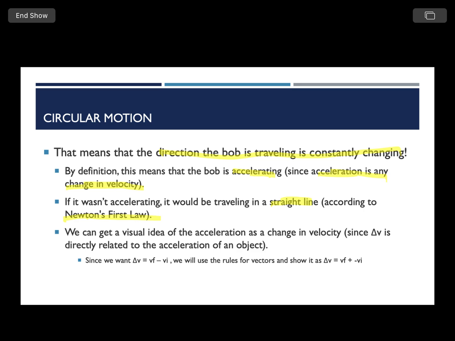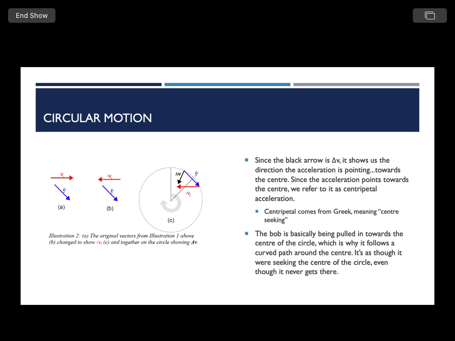So from this, we can actually get a visualization of what our change in velocity is. And we're going to say, just as we do always, change in velocity is the final velocity minus the initial velocity. Or, because we're dealing with vectors here, we can actually just change the direction and then add them together. So change of direction is symbolized by a negative sign. So let's take a look at what this looks like.